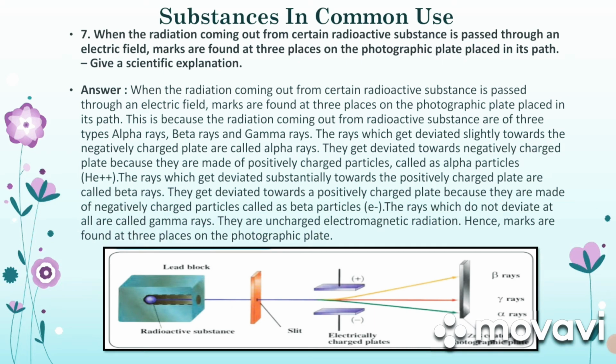The rays which get deviated substantially towards the positively charged plate are called beta rays. They get deviated towards a positively charged plate because they are made of negatively charged particles called beta particles. The rays which do not deviate at all are called gamma rays. They are uncharged electromagnetic radiation, hence marks are found at three places on the photographic plate.